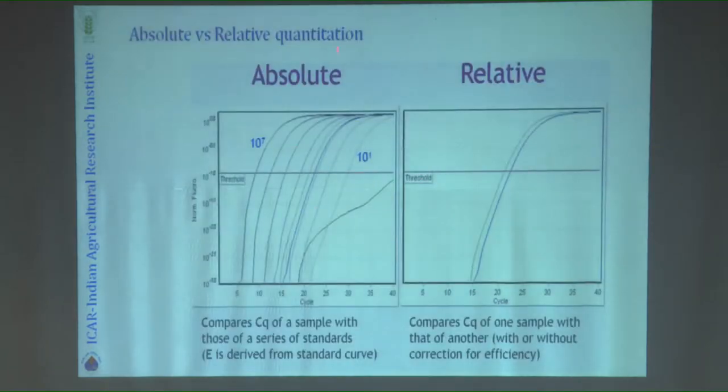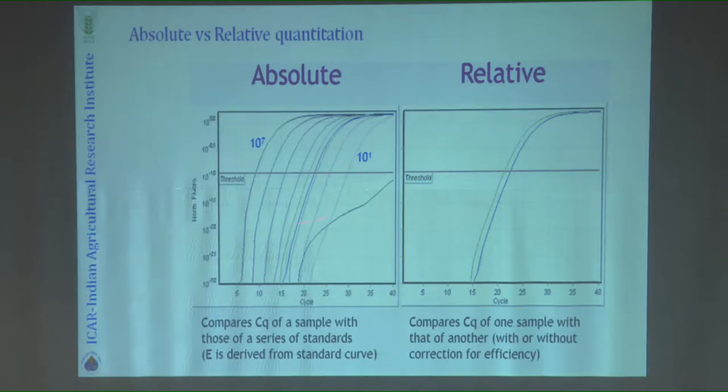So coming to the end result, there are two methods of quantification. One is the absolute method, absolute in the sense that we just want to compare the CQ of a sample with a series of standards. We create a standard template in a diluted manner, and when the template is more, you get the signal quickly. When you have a diluted template, you will get the signal at a later cycle, because the amount of fluorescence depends on the number of amplicons synthesized. So with more DNA template, the fluorescence comes up quickly, and if you have fewer copies, the fluorescence comes up later.